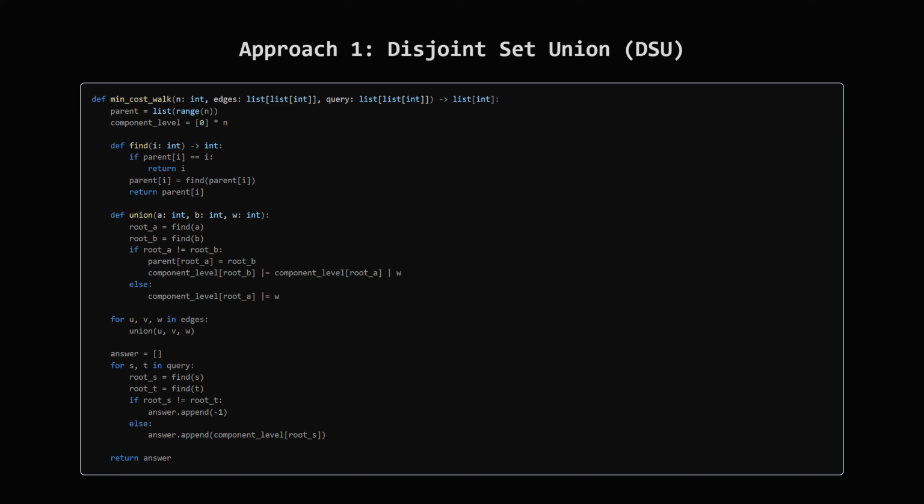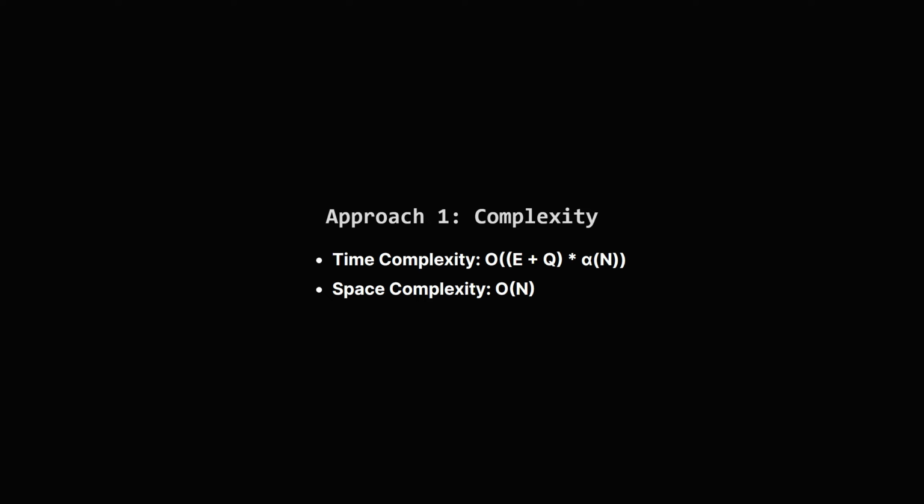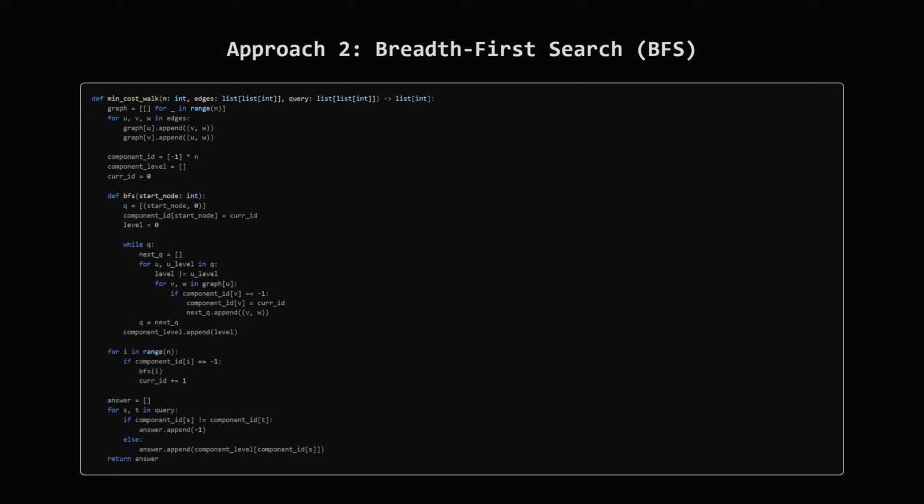Otherwise, they belong to the same component, and we use component_level for that component which holds the minimum cost. Finally, we return the result answer. The time complexity is O(E plus Q alpha n), where E is the number of edges, Q is the number of queries, and alpha n is the inverse Ackermann function, which grows very slowly, and can be considered almost constant for practical input sizes. This complexity arises from the union and find operations in the DSU. The space complexity is O(n) because we use arrays of size n to store the parent and component level information. Let us examine another solution.